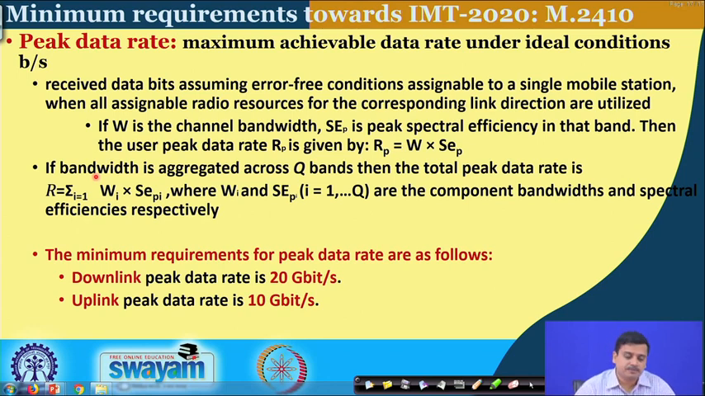So, when you do it, the minimum requirement for peak data rate in the downlink direction is given as 20 gigabits per second, so 20 Gbps, and in uplink it is 10 Gbps. These are the minimum numbers which are required to be satisfied. So, if the system or the radio access technology is such that it can support these numbers, then it will qualify as IMT 2020.